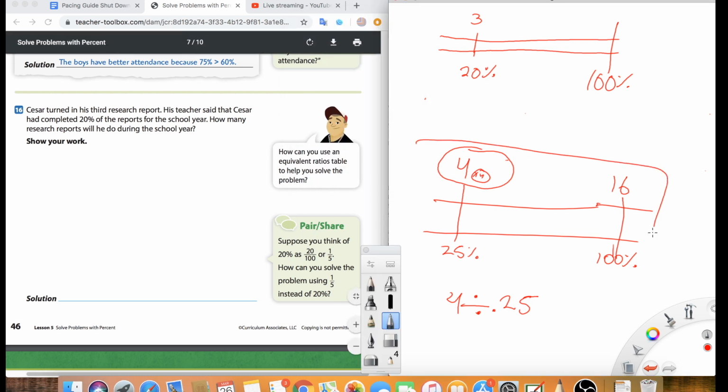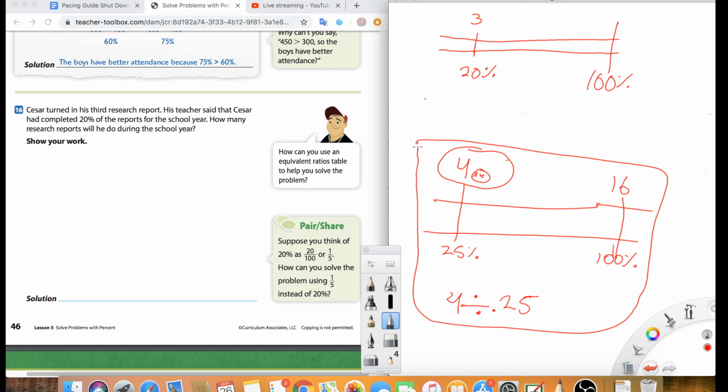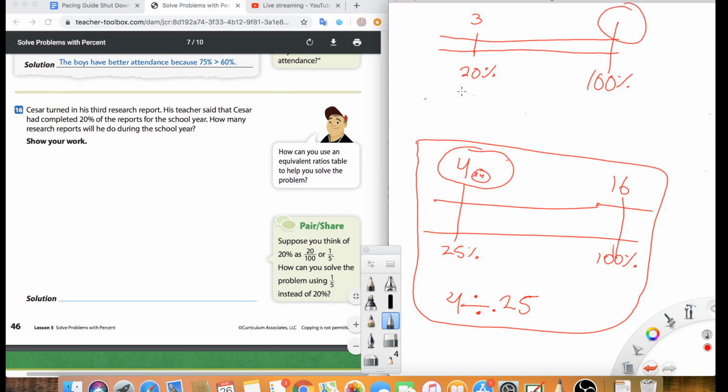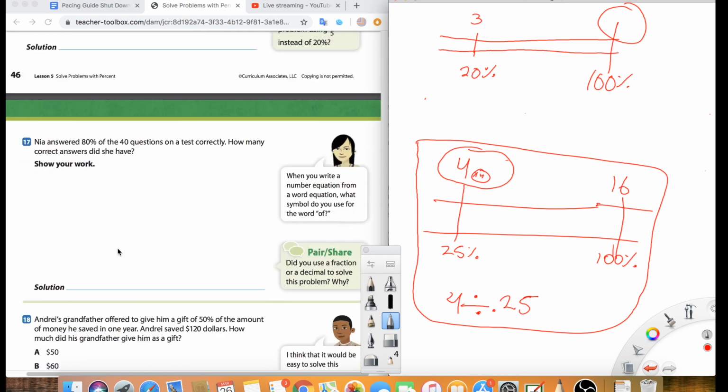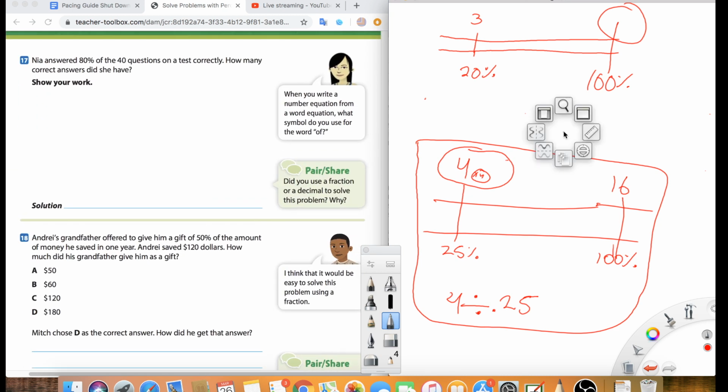So this is my made-up example, just so you can see what the steps are to finding the answer here, which will be over here for yours. So this is how your work should be shown for number 16. Now let's go to number 17.